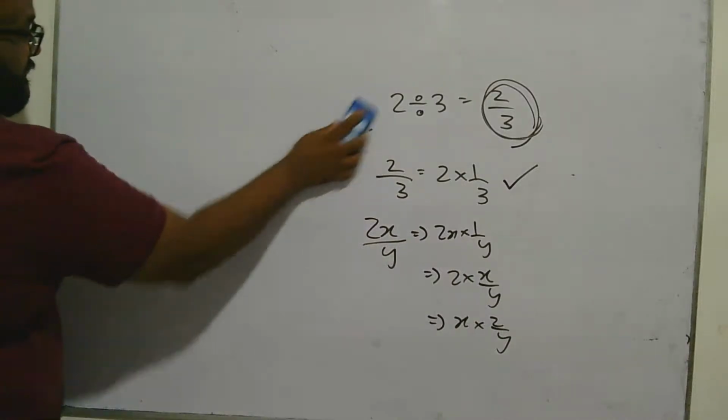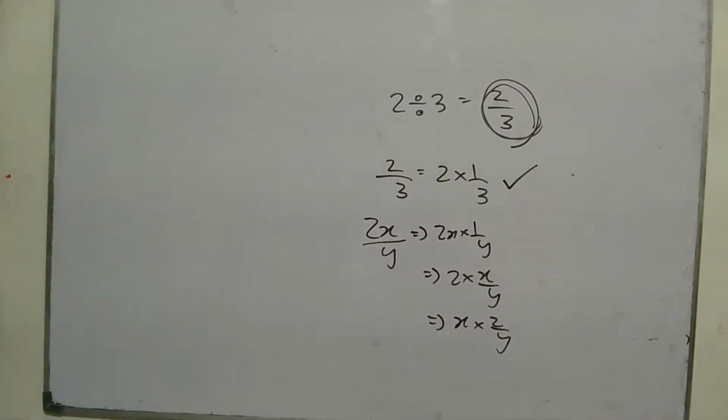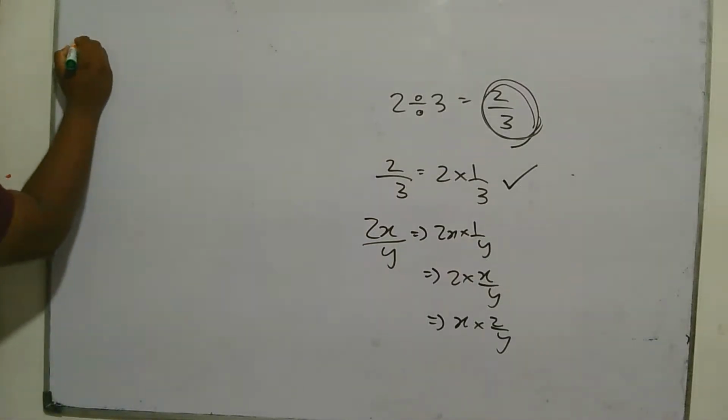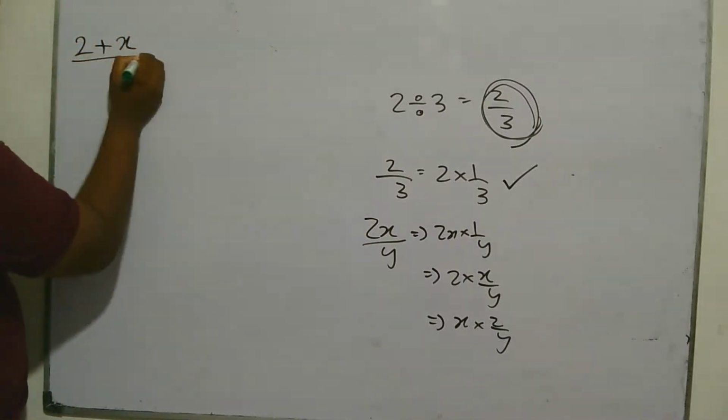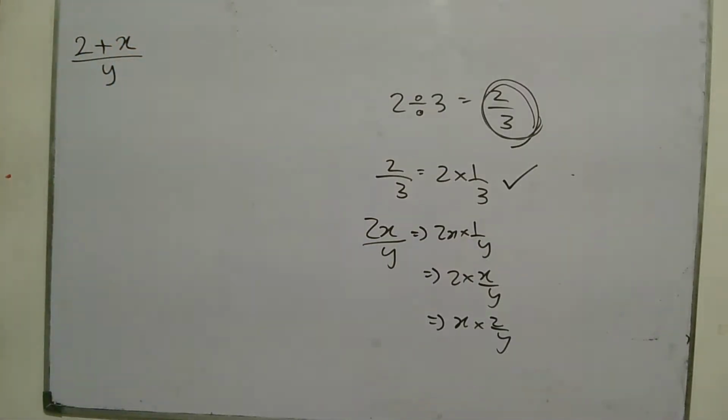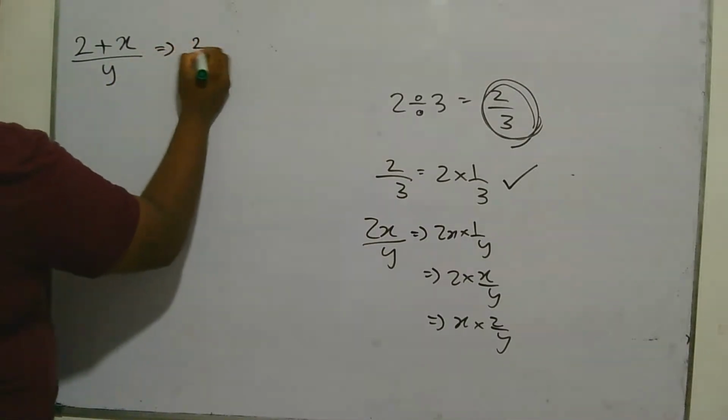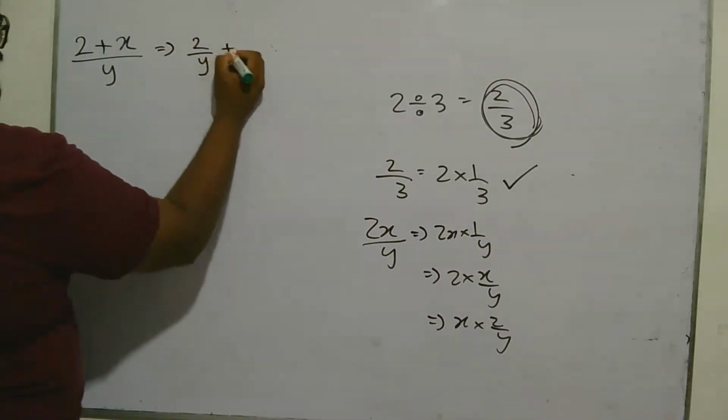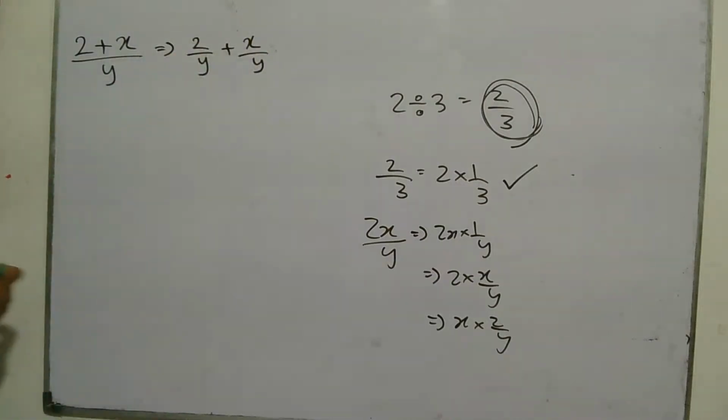What if the fractions were given in a bit of a different way? Let's say 2 plus x over y. When we have 2 plus x over y, you should be able to understand it as 2 upon y plus x upon y.